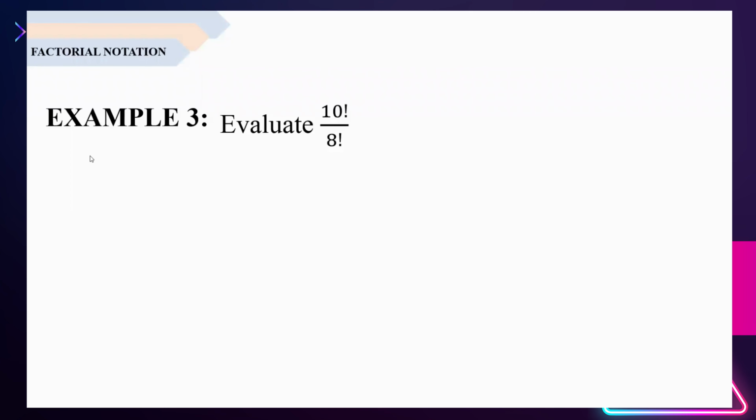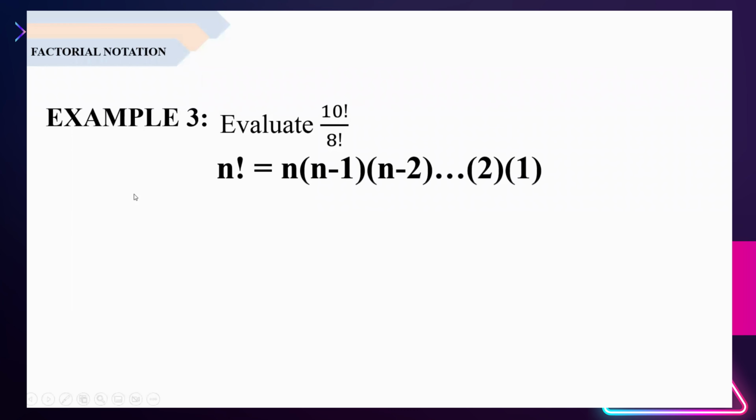Let us proceed to our example number 3. Evaluate 10 factorial over 8 factorial. Using our formula, n factorial is equal to n times n minus 1 times n minus 2 until to reach 2 times 1. Therefore, we have 10 factorial over 8 factorial. 10 factorial is equal to 10 times 9 times 8 factorial all over 8 factorial.